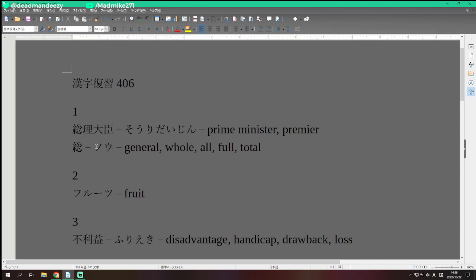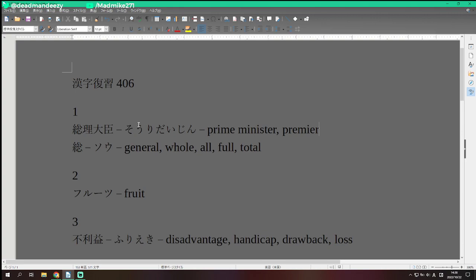Our first word of the day is sōri daijin. Sō, on the left side, is our new kanji for general, whole, all, full, or total. Ri in the center means justice or logic. So this is the general logic. Daijin is an ambassador or a minister, so daijin is the big minister. So the prime minister, as a literal translation, is the general knowledge or general logic big minister. The prime minister or premier is the general logic big minister.